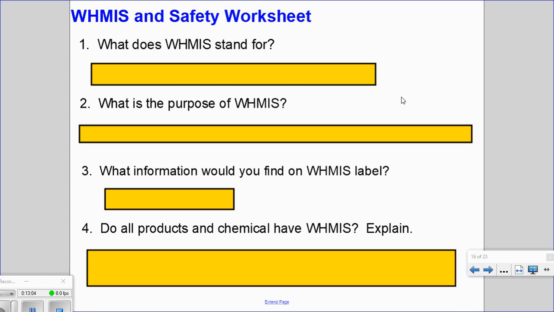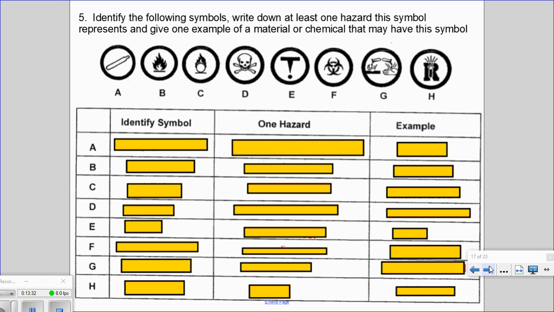And so just a few questions for you to work through and to answer, just make sure that everything is understood well. So, in the first question, what does WHMIS stand for? What is the purpose of WHMIS? What information would you find on a WHMIS label? And do all products and chemicals have WHMIS? Explain. We'll take up those answers at some point in the future.